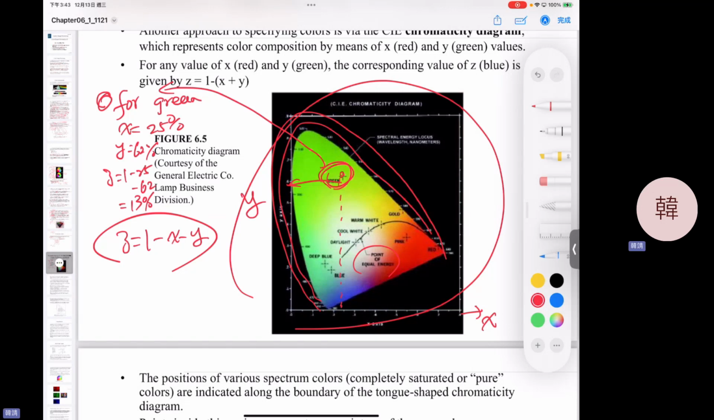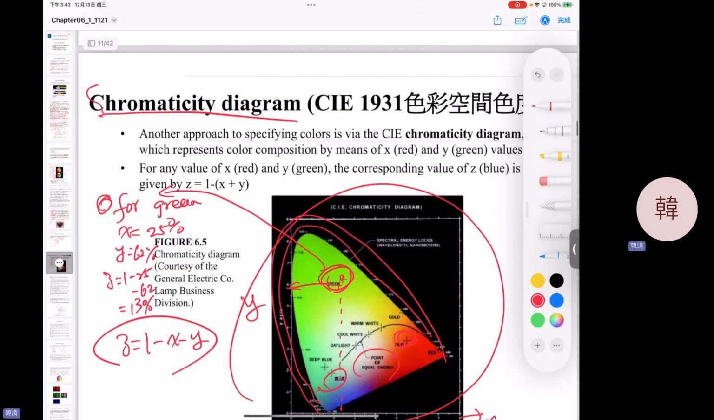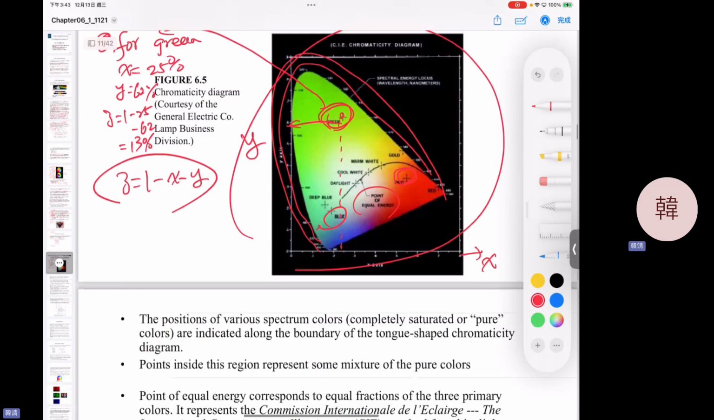So for every different color, red here, pure red, blue here, you can just look at the coordinate and know the components of the color. The standard committee defined this tongue shape. We call it a chromaticity diagram. It's very important. You can see it everywhere. And if you have an equal energy, what's the equal energy?